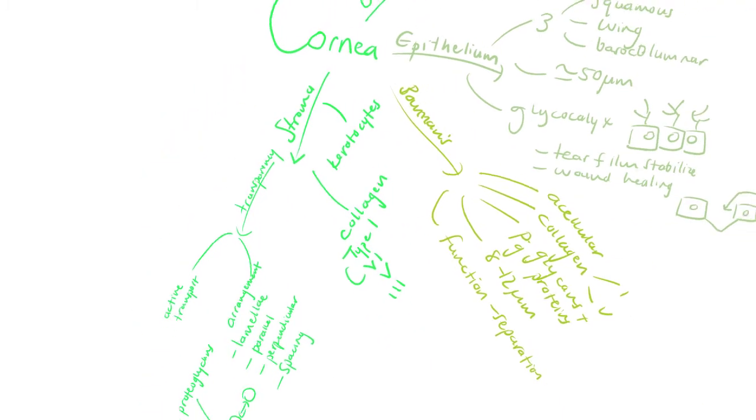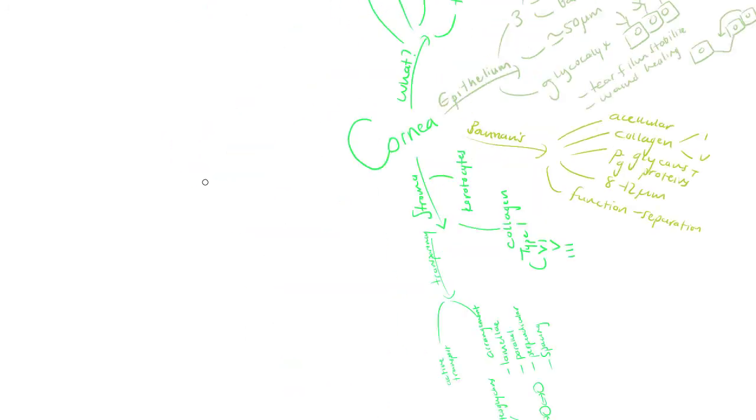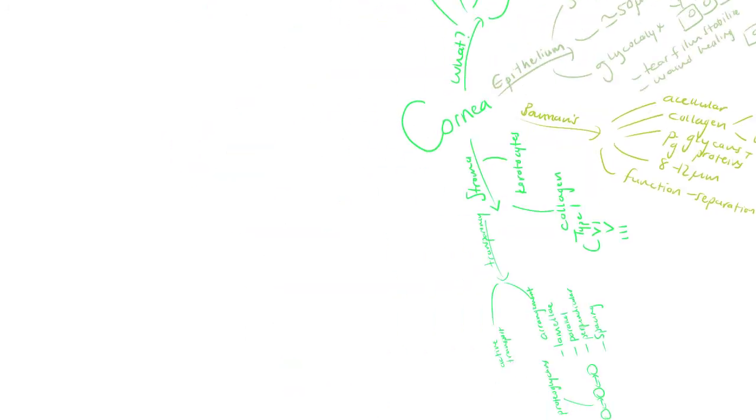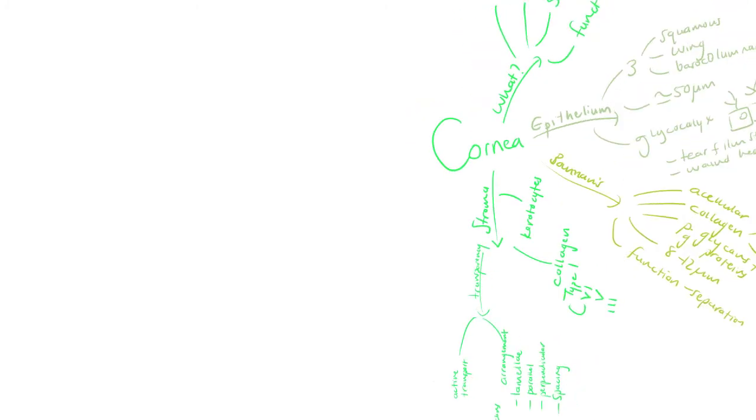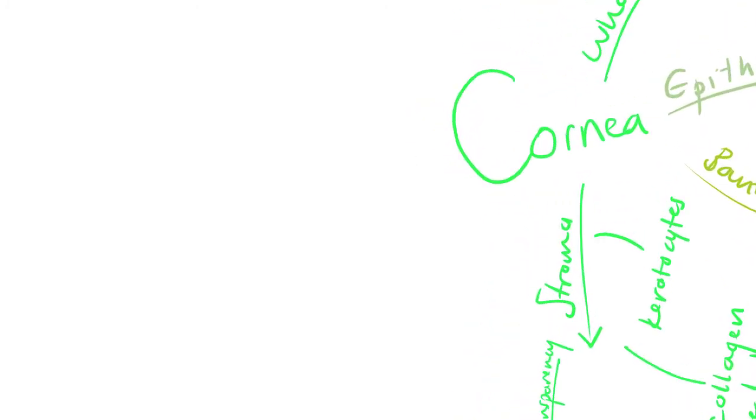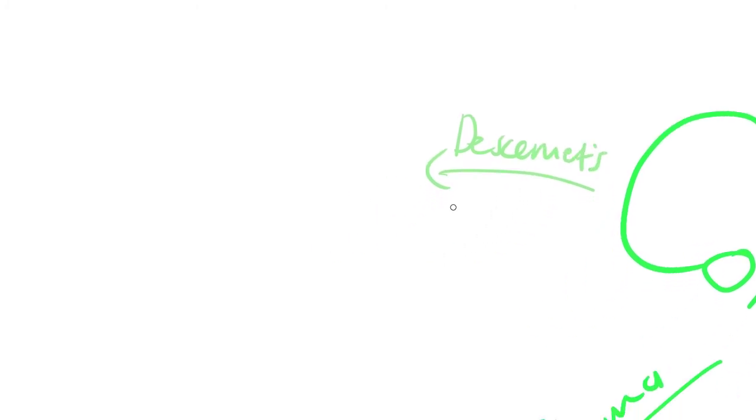Okay, so we've looked at the top three layers. Now we're going to move a little bit deeper to the inner layers of the cornea. So the first layer below the stroma is called Descemet's layer. And what it actually is, is a basement membrane of the endothelium of the cornea. And it is composed predominantly of type 4 collagen.